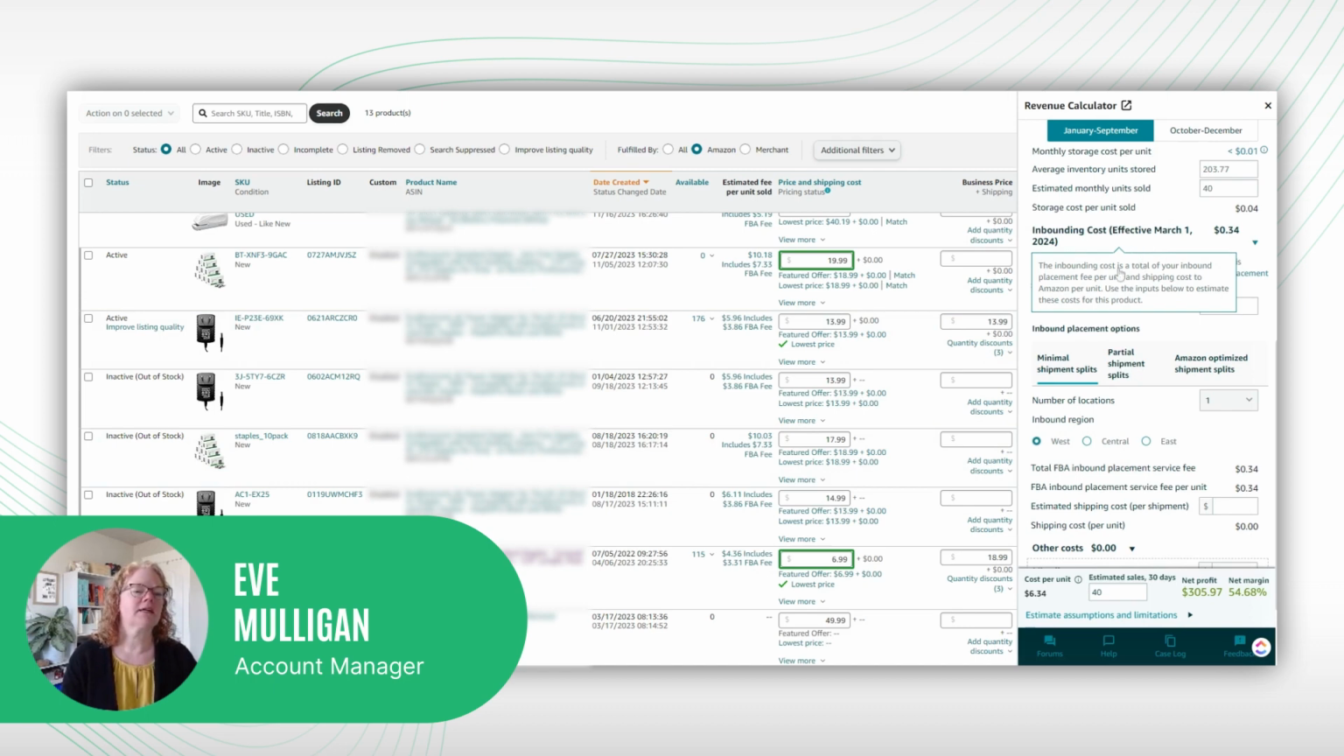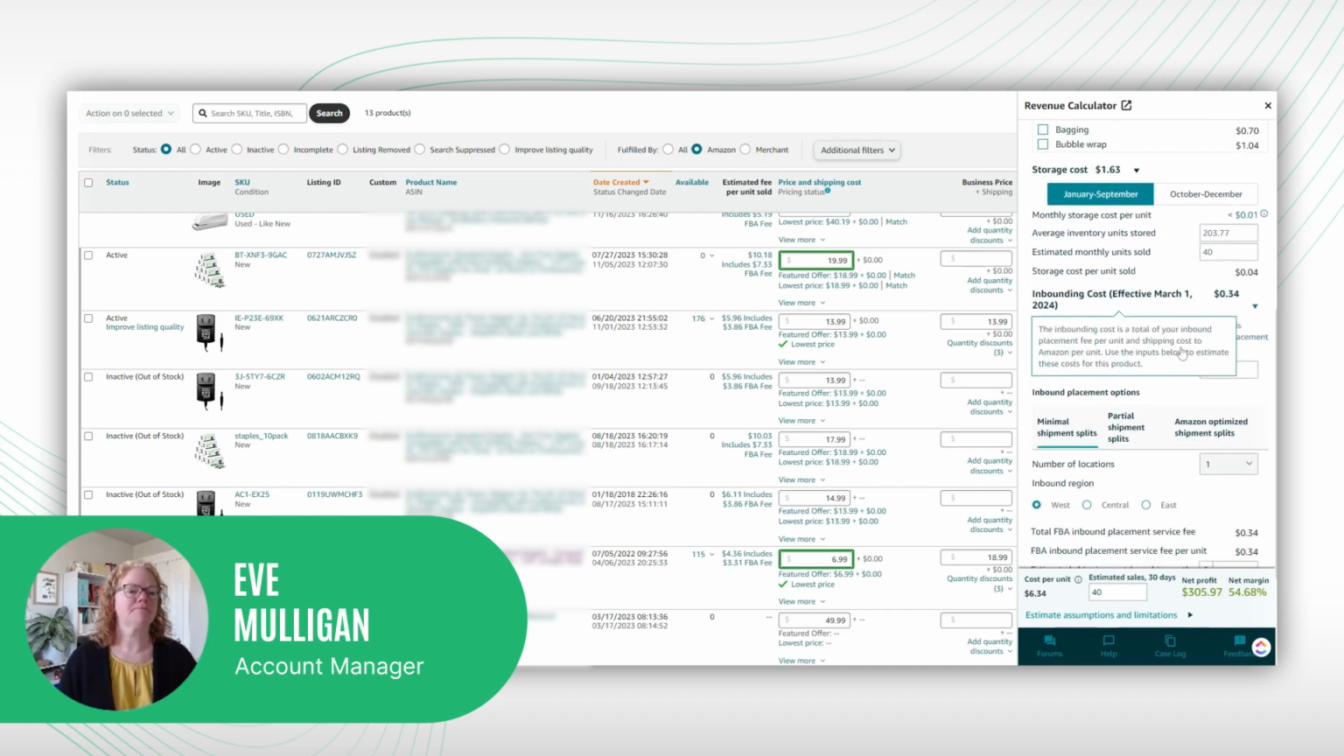It's going to tell us that inbounding cost is the total of your inbound placement fee per unit and shipping costs to Amazon per unit. Use the inputs below to estimate these costs for your product. Key word, estimate. So what is here, what you can research and play around with, is an estimate. And you're not guaranteed to run into these same options or these same charges when you actually go to create your shipping workflow. But this gives you a great place to start looking at it.